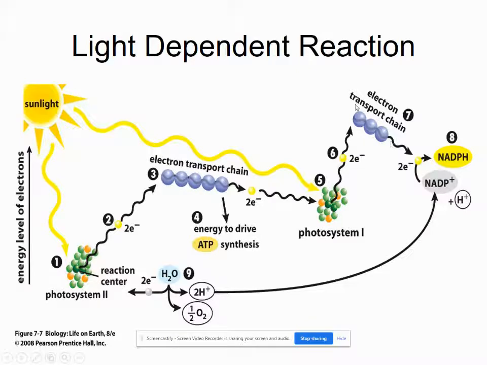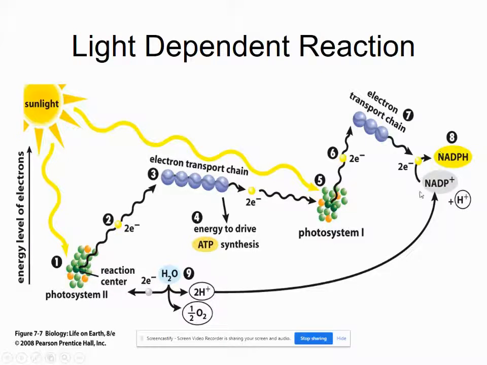So instead of running a hydrogen pump, we're actually just using this electron transport chain to run an enzyme that adds these electrons and hydrogens to this NADPH. Those hydrogens come from the splitting of water. As a byproduct of splitting of water, we get oxygen. And then, like I said, these replace the electrons here.